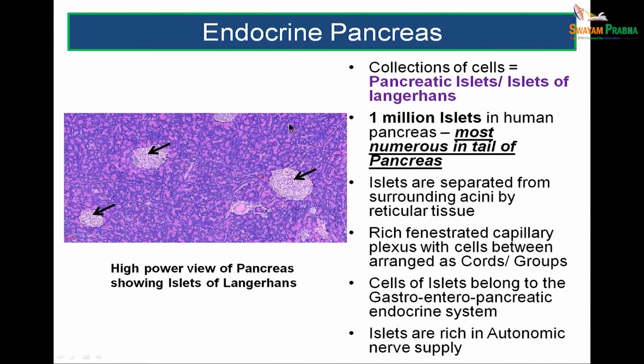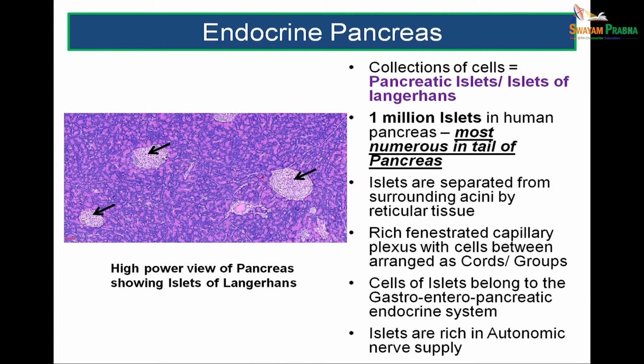Let us talk about the endocrine part of the pancreas. If you see a high power view of a pancreas slide, you see these paler staining, isolated collections of cells surrounded by the exocrine acinar cells. These are called the islets of Langerhans. There are about 1 million islets in the human pancreas. The islets of Langerhans are most numerous in the tail of the pancreas.